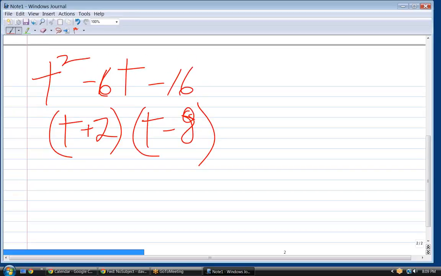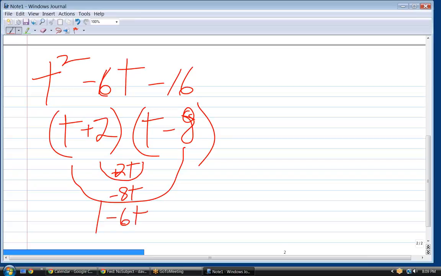to check the t squared. When I do my thing, I base it all on this term and this term, so I know those two are right. But if I do what I call my double smiley faces, I got plus 2t there, minus 8t there, add them together, minus 6t. That is my middle term. I've done it correctly. Okay, cool.